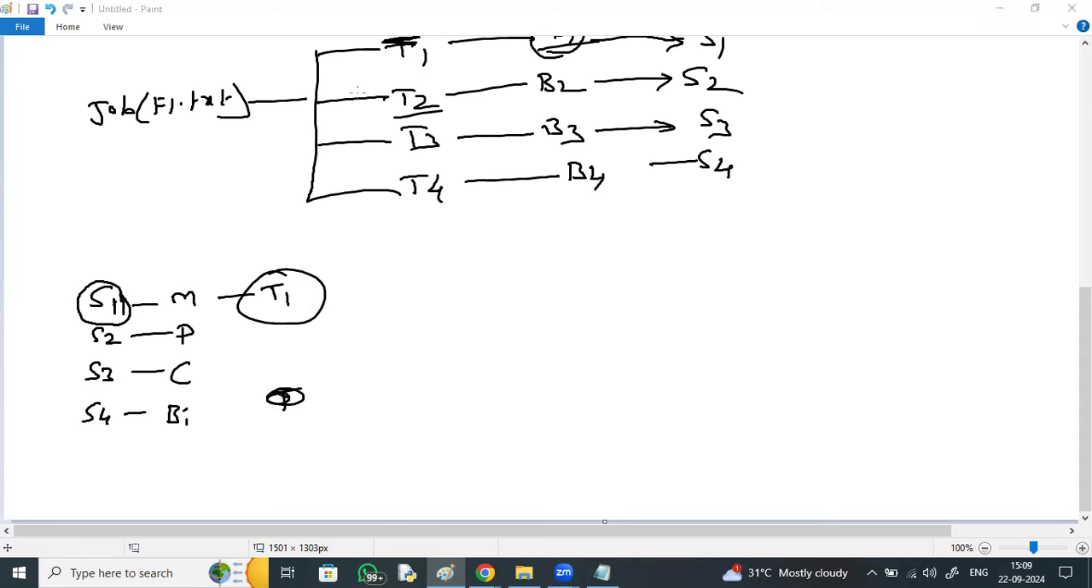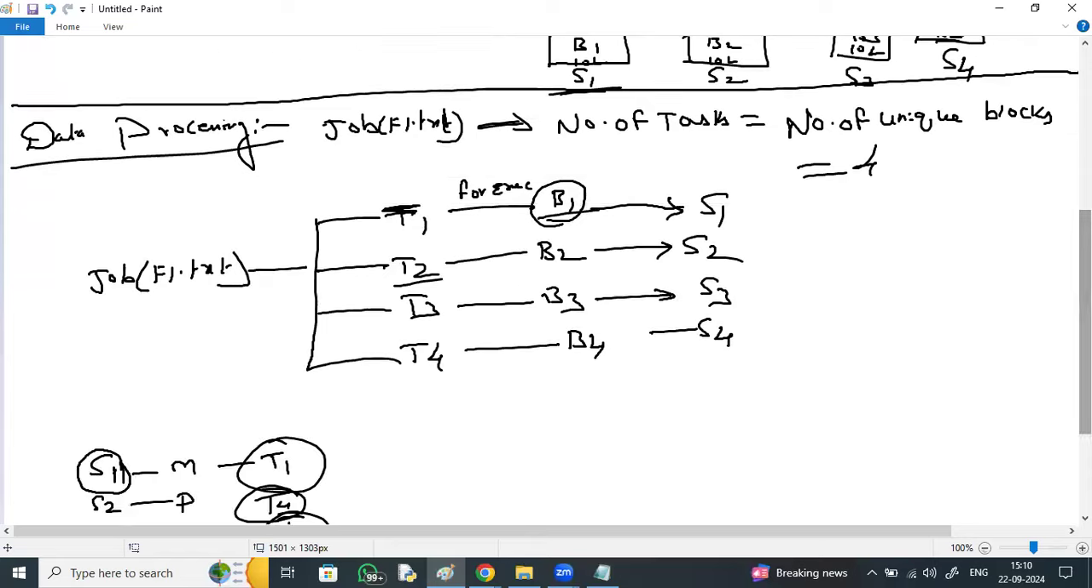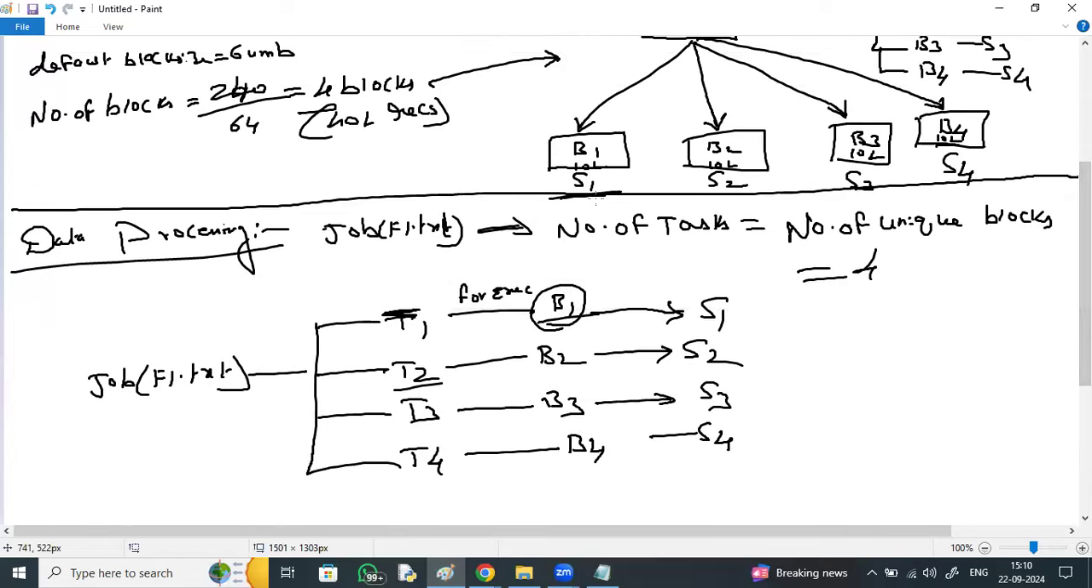Try to respond. Unmute yourself and try to respond, everyone. Student 4, right? If any task is related to biology, I need to assign to student 4. If any task is related to chemistry, I need to assign to student 3. If any task is related to physics, I need to assign to student 2. In the same way, if task 1 is related to executing B1, S1 only should execute it.